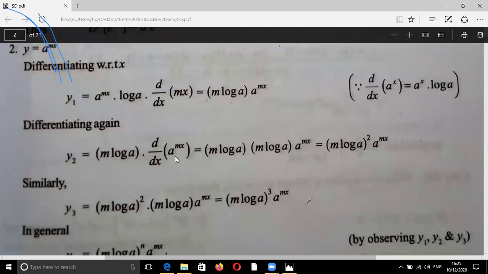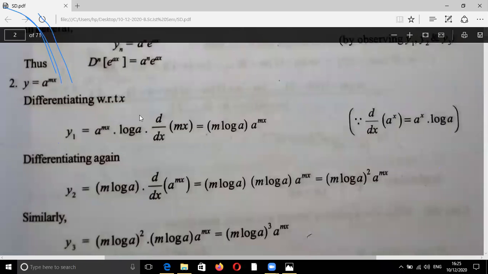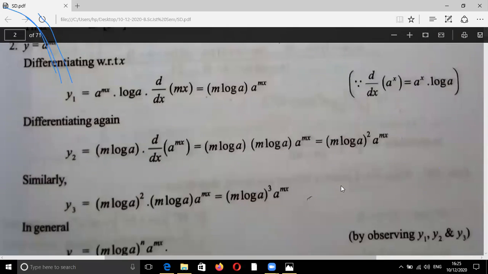If you differentiate a to the power mx, we are going to get what? Here m log a is taken out, so you get a to the power mx into m log a. You see y1 equal to m log a into a to the power mx. Now if you differentiate again, m log a into m log a is m log a whole square into a to the power mx.